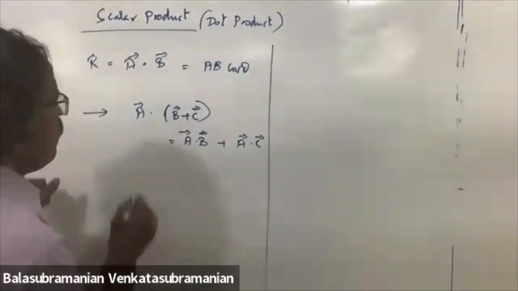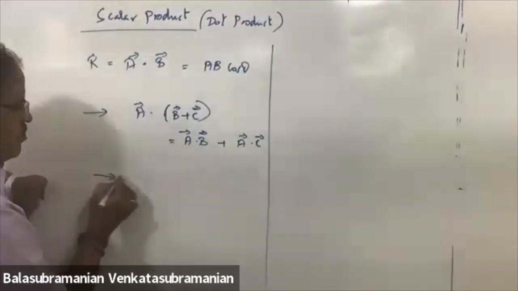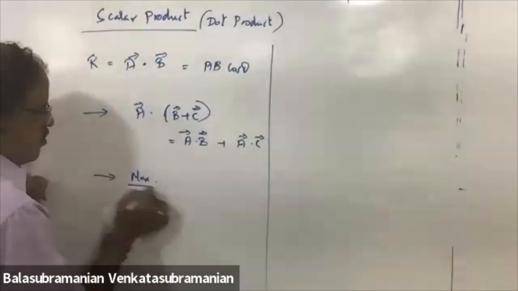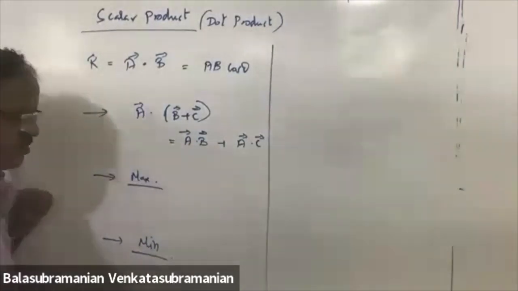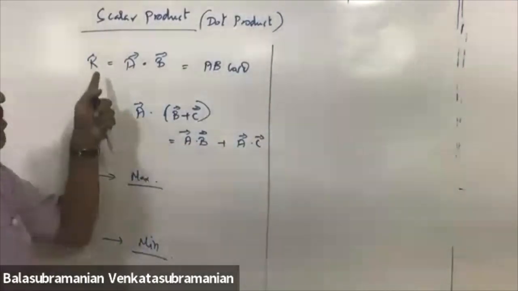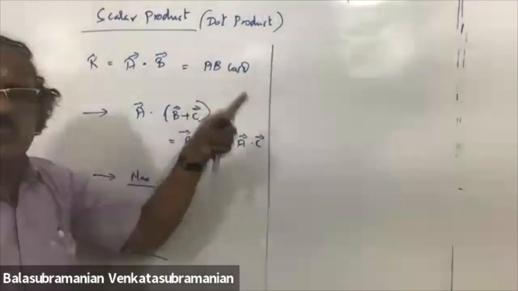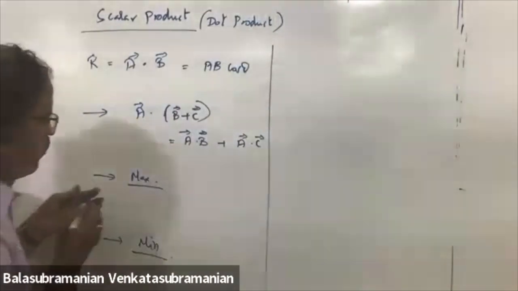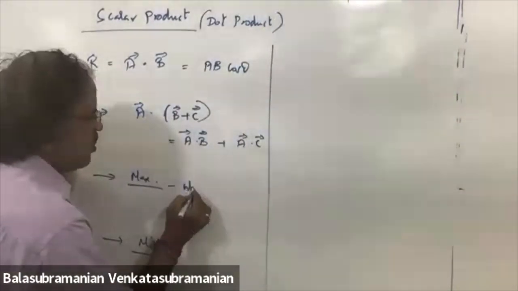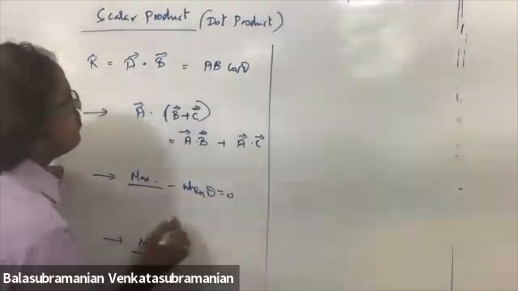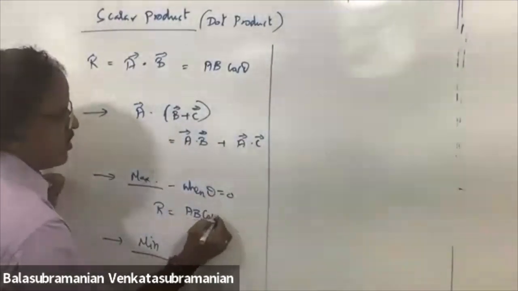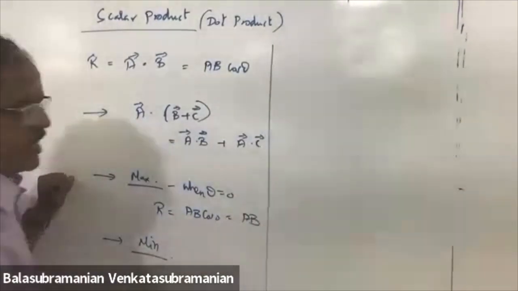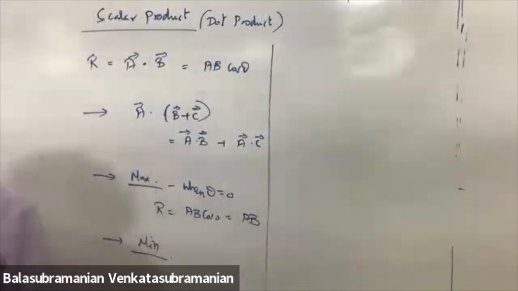Sir, when it will be maximum? When it will be minimum? Maximum value of R means theta is equal to 0. When theta is equal to 0, R is equal to AB cos 0. That is 1. So you will get AB. Cos 0 is 1.